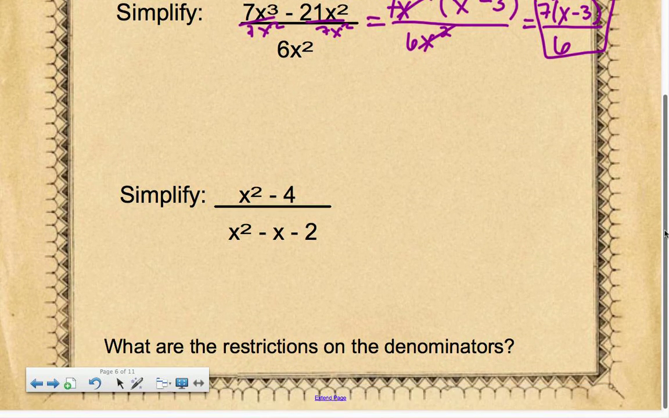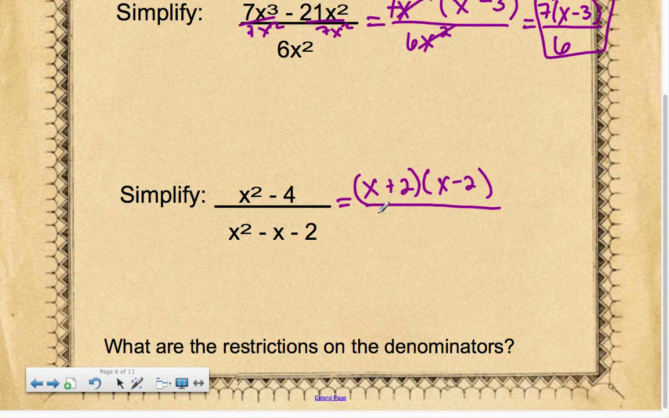Let's look at the next one. So what I want to do is factor this first. x squared minus 4, we can go ahead and factor that as x plus 2 and x minus 2.